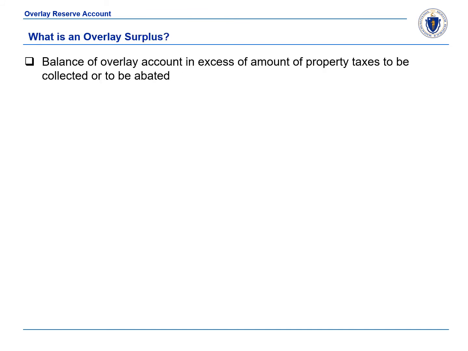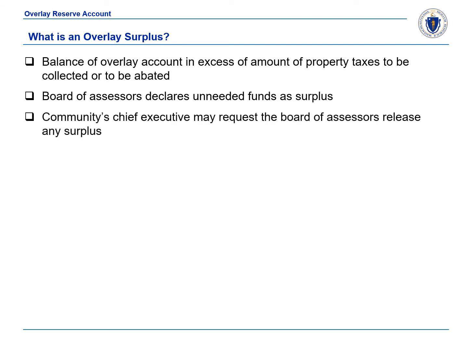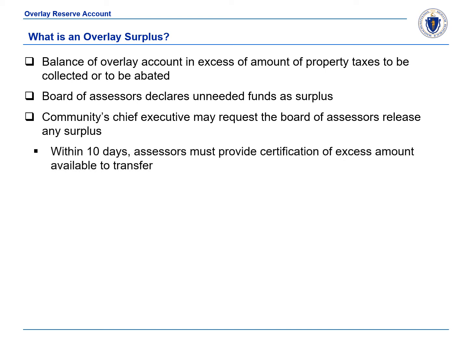Overlay surplus is the balance in the overlay account in excess of the amount of property taxes remaining to be collected or abated. Taxes owed on property secured by a tax title should be included as part of the surplus calculation. Money in the overlay account that is not or will not be needed may be declared surplus by the Board of Assessors. The Chief Executive Officer in a city or town may also request that the Board of Assessors release any surplus. Within 10 days of this request, the assessors must provide a certification of the excess amount of overlay available to transfer, if any.